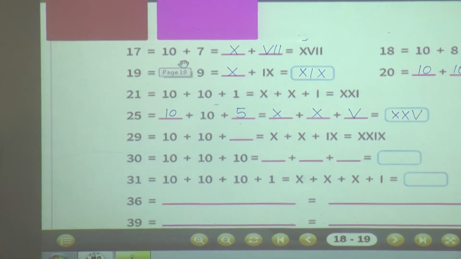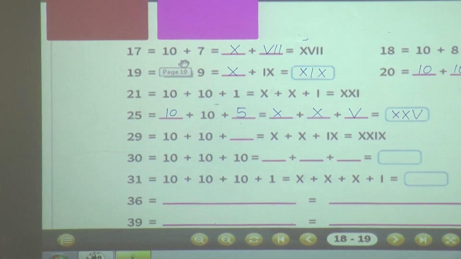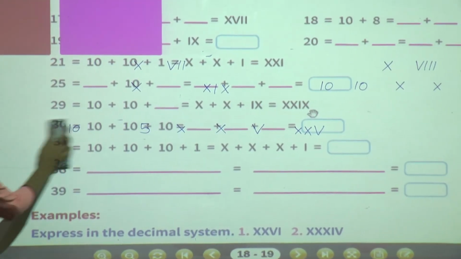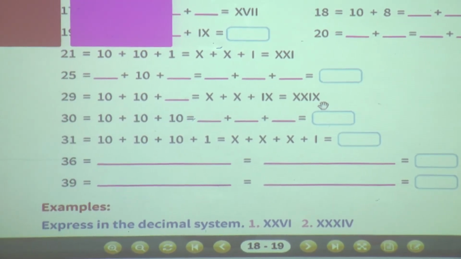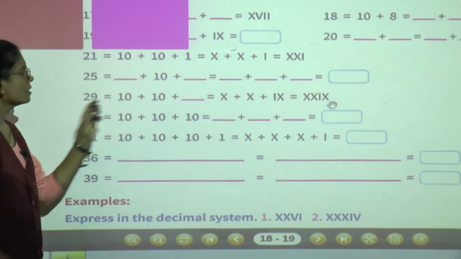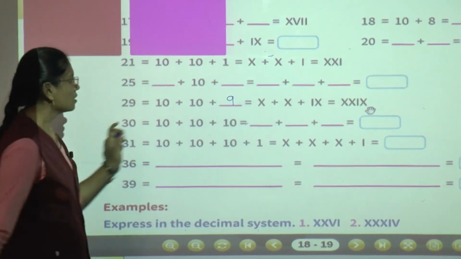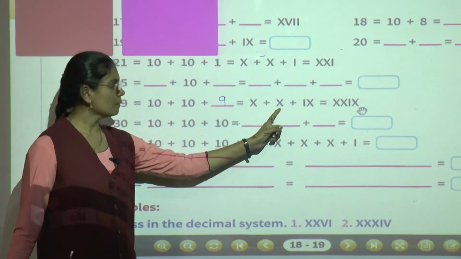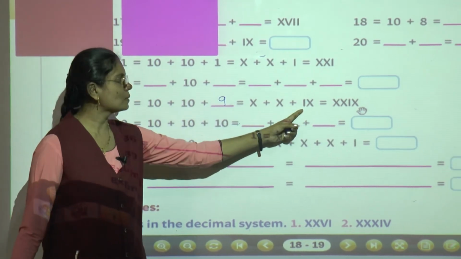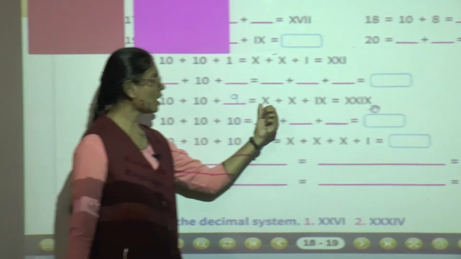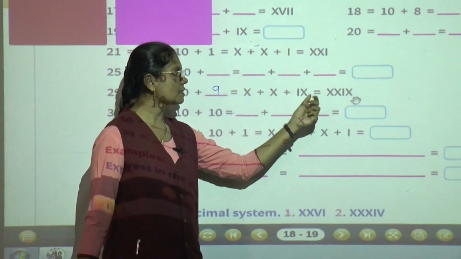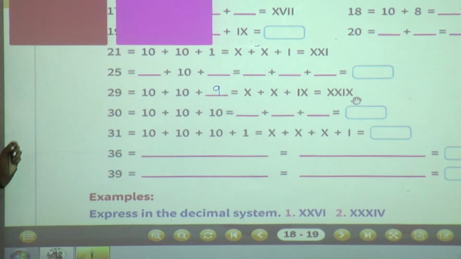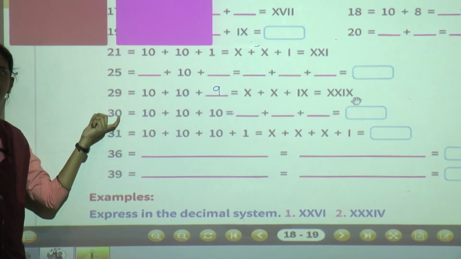Isn't it? Okay. Now see, can you see this? The next number is 29. Now children, 29 means what? 10 plus 10 plus 9. Correct. For 10, X is there. Again for 10, X is there. Plus for 9 we are using IX. So 29 means what? X plus X plus IX, that is double X IX. This is 29.